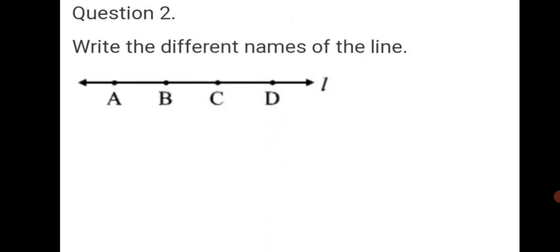Write the different names of the line. So we see line L here and some points are marked on it. So we can name this line with different names. Let's start with point A. First, we can say the different names of this line could be line AB, then line AC, line AD. Then we will come to point B, line BC and line BD. And then we will come to point C, line CD.